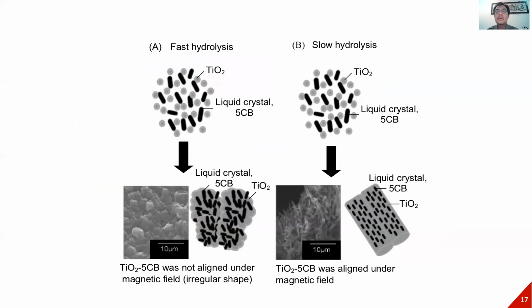And the most important factor is hydrolysis. We need the slow hydrolysis. Why? Because we need to align the titanium dioxide and the liquid crystal. So the alignment needs more time. So that we need slow hydrolysis.